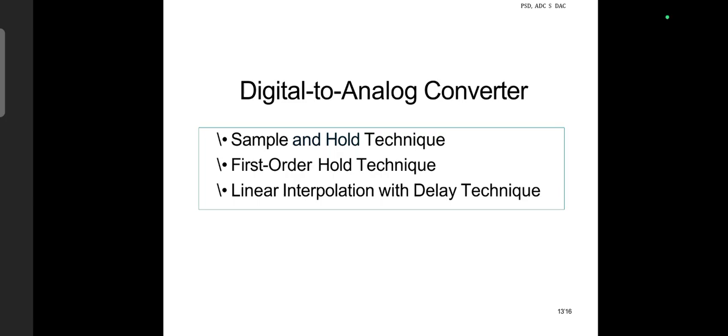So this is important because many real world systems ultimately need analog signals. For example, after digital processing, we need a real-time signal. So that is possible by converting the digital signal back to the analog waveform.